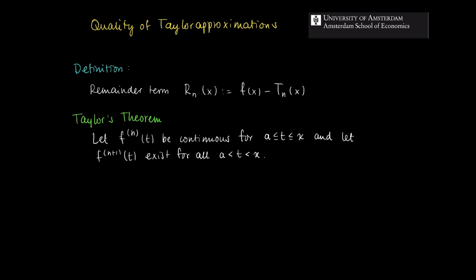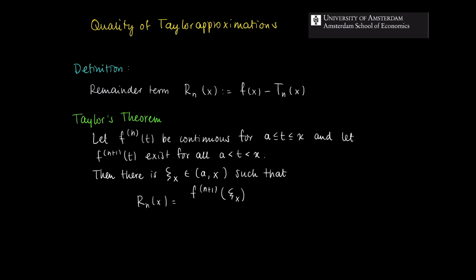What Taylor's theorem now says is that we can express the remainder in terms of the existence of a ψ(x). There's a ψ(x) in between a and x such that the remainder at x is given in terms of the (n+1)th derivative at this ψ(x), divided by (n+1) factorial, times (x − a) to the power n+1.